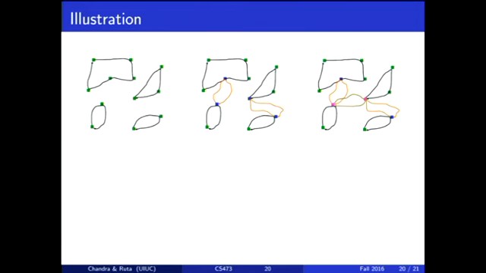Now the only question is, how much is the total cost of all these edges? We already argued that the black edges are no more than optimum. What about these orange edges? I claim the total cost of the orange edges is also no more than optimum. Why? Because if you look at these blue vertices, there is a tour on the blue vertices of cost no more than opt, just like in the previous case.